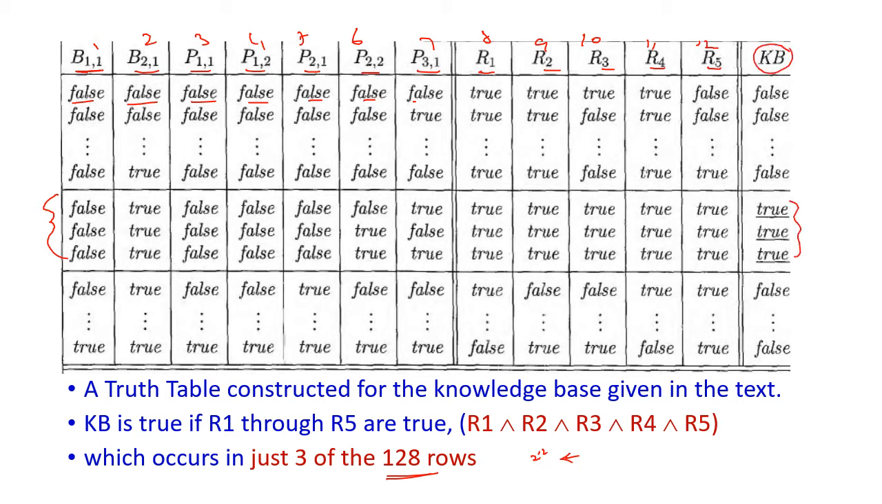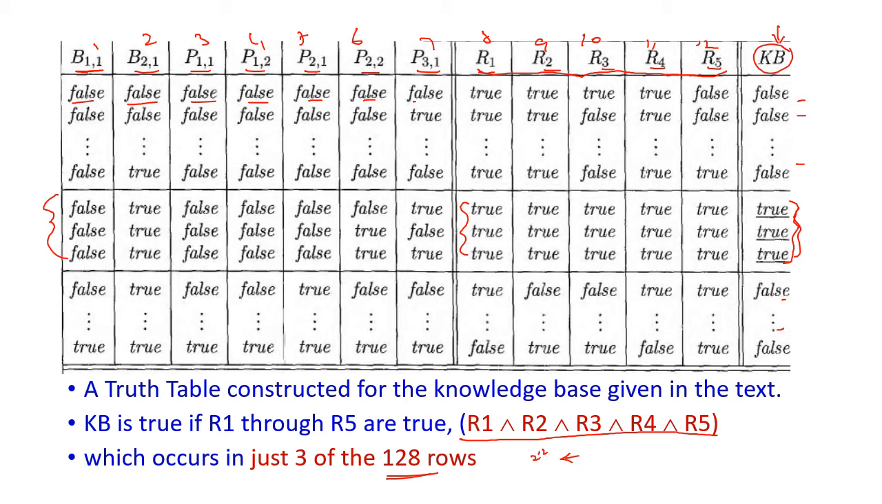When will the knowledge base be true? If all the rows are true, then the knowledge base will be true, isn't it? Because we are doing the conjunction of all the rows. If all the rows are true, then the entire knowledge base will also be true. Otherwise, we will get only the false value.